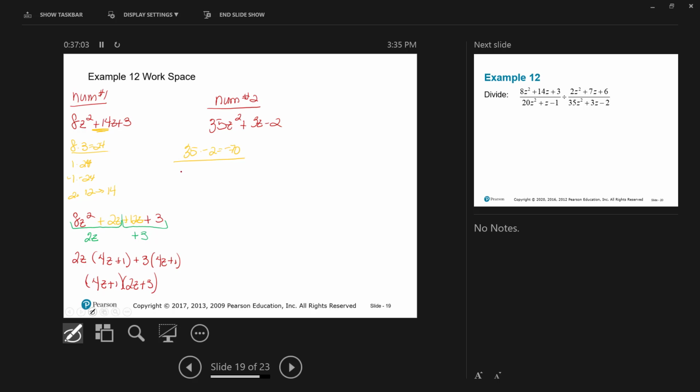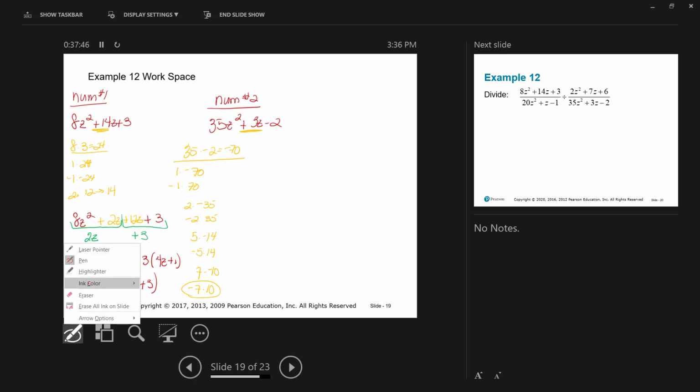Combinations for negative 70. 1 times negative 70, negative 1, positive 70. 2 times negative 35, negative 2, positive 35. 3 doesn't go into 70, 4 doesn't go into 70, 5 goes into 70. 5 and a negative 14, or a negative 5 and a positive 14. 6 doesn't go, 7 goes. 7 times negative 10, negative 7 times positive 10, and oh wait, I want a positive 3z, right? Looks like this combination multiplies to a positive 3.